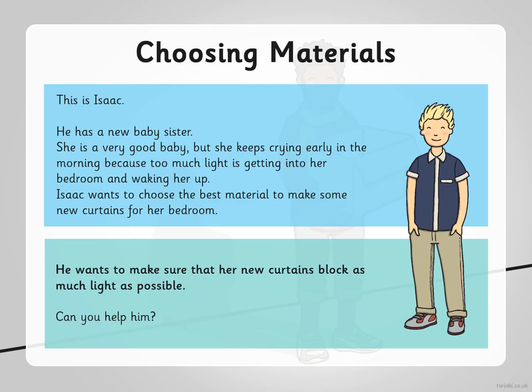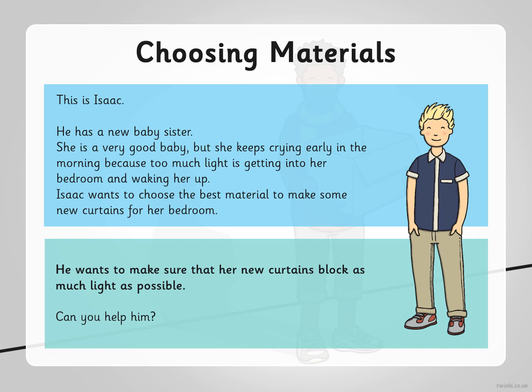Now, I've got a little boy that I know called Isaac, and he's got a new baby, sorry, not babysitter. He's a good baby, but he keeps crying early in the morning because there's too much light. She wakes up. So Isaac wants to buy her some curtains so that he gets more sleep. Now, would you like your curtains to be translucent, transparent, or opaque, do you think? Because he wants to make sure as much light as possible is blocked.